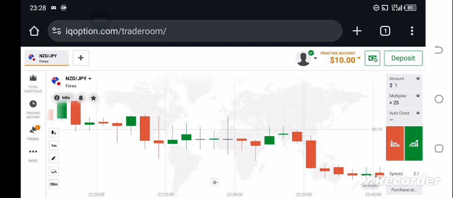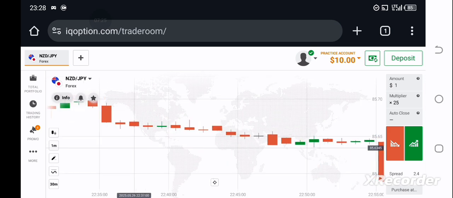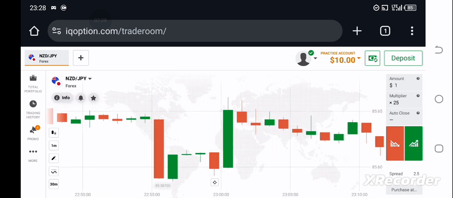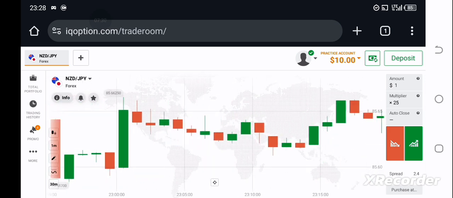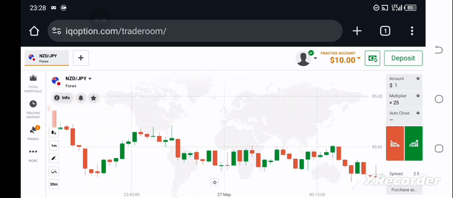Okay, you are seeing so many wicks and so many doji candlesticks. You are seeing different types of dojis. You are seeing the four-price doji, the long-legged doji, the dragonfly doji, and the gravestone doji. Okay, look at them. So this is a bad market. It's not a good market, and mostly the market used to act this way when the market just opened.